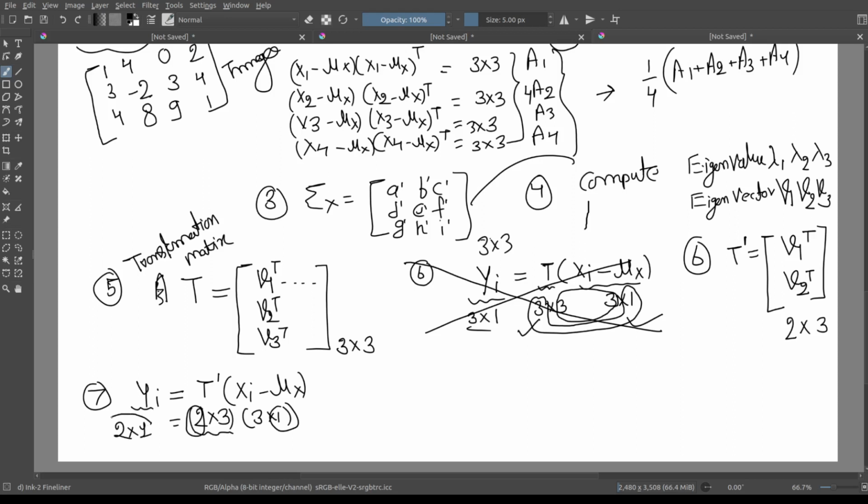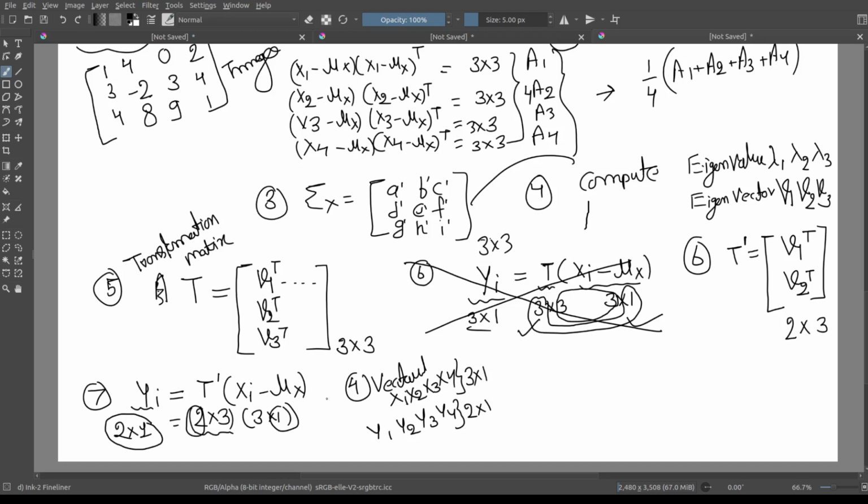So this is nothing but the reduced dimension of the corresponding vector x1. Okay, xi. So now if you have four vectors x1, x2, x3, x4, you apply this equation 4 times. Okay, 4 times. So what will you get? 4 vectors, y1, y2, y3 and y4. Here the dimension of each of these vectors is 3 cross 1. Here the dimension will be 2 cross 1.